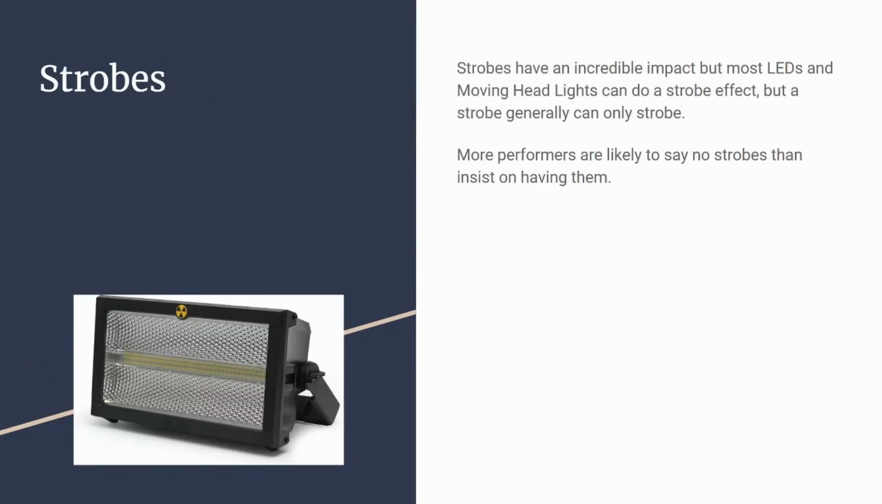Strobes. Strobes have a huge impact, but most LEDs and moving headlights can do a strobe effect. And a strobe can only ever strobe. So every time you turn that strobe on that you're specifically paying for, it's only ever going to be that blinking light. You can't just use it as an uplight or to throw a light on scenery or anything like that. Whereas with a moving headlight, you can use it to light scenery, you can use it to light the stage, you can use it as backlight, and then when you want those strobes, you put that into the strobe mode. Also, in my experience, there are way more performers that will say absolutely no strobes versus ones that will say we must have strobes.